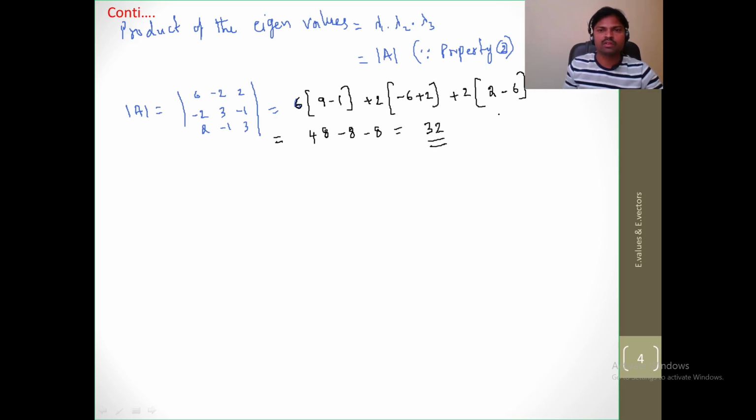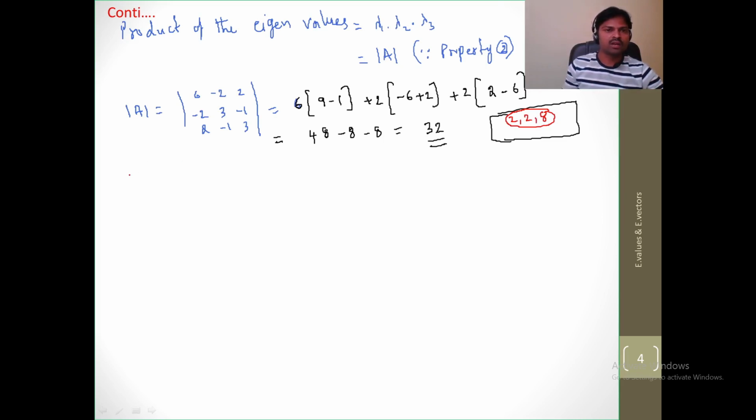Let us cross verify whether the product of the eigenvalues is 32 or not. Actually, what are the original values? The original values are 2, 2, 8. These are the eigenvalues. You multiply: 2 times 2 is 4, 4 times 8 is 32. I am getting 32. This is the cross verification. No need to calculate what the eigenvalues are. Here we only find the sum and the product of the eigenvalues without computing lambda 1, lambda 2, lambda 3.